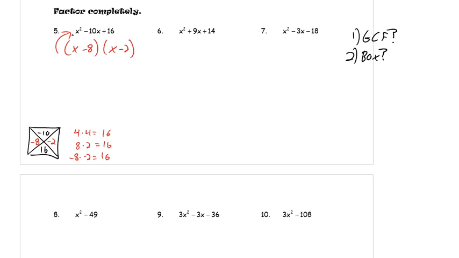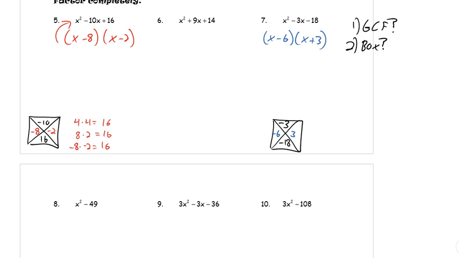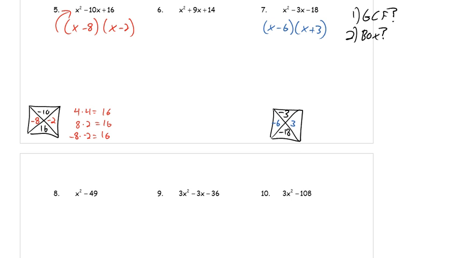If we look at, let's skip over to number 7. Okay. Is there a GCF? Nope. Is it a box problem? It sure is. So we're going to look at our box. Two numbers that add up to negative 3, and they multiply to give us negative 18. What numbers are those? Hopefully you're good at this. Negative 6, positive 3. So you'd go ahead and rewrite it as x minus 6 times x plus 3. That's all you have to do. You're done. Okay. Let's look at another one.